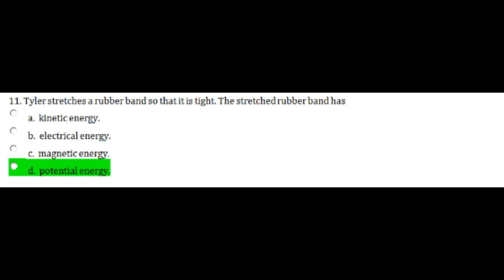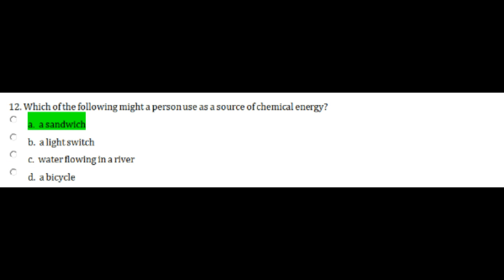Number 11, Tyler stretches a rubber band so that it's tight in his hand. He has not let it go yet. The stretched rubber band has what kind of energy when he's stretching it back? It's sitting there like a couch potato. We haven't let it go yet. So it has potential energy. Potential. It's not moving.